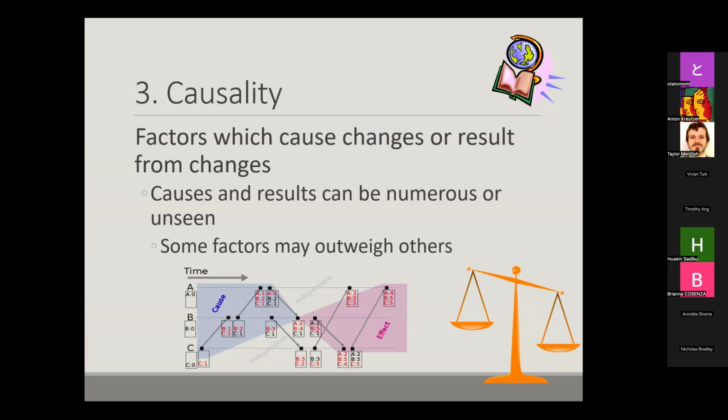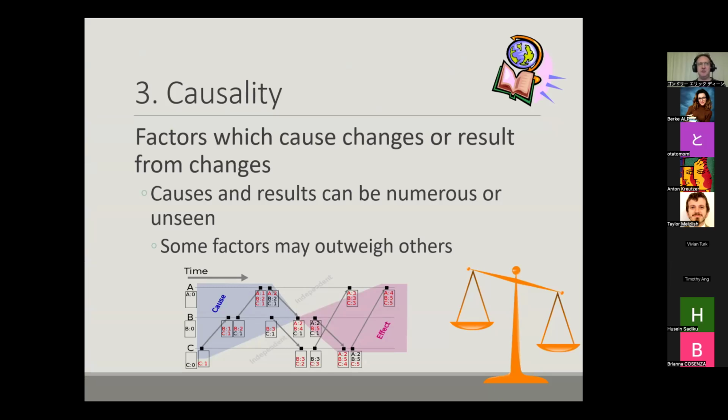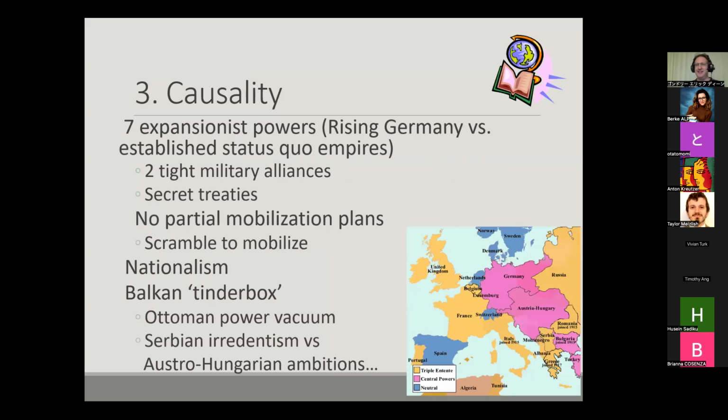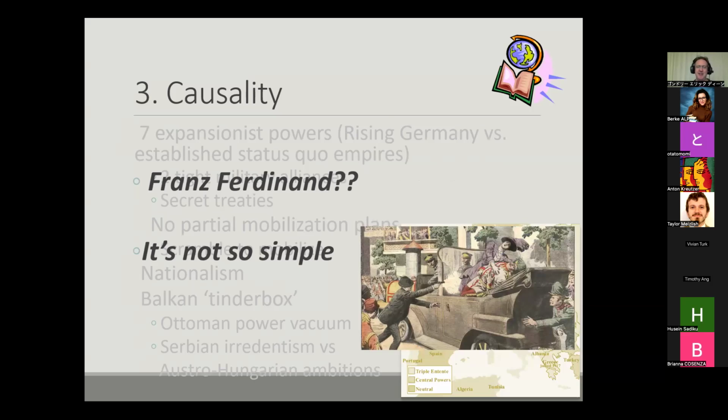Next one is causality, factors which cause changes or result from changes. One cause can have multiple effects. One effect can have multiple causes, right? And some factors may outweigh others. And this is kind of challenging. So, for example, if you ask people what was the cause of World War I, most people will answer the assassination of Archduke Franz Ferdinand. But if you look at the bigger context, a lot more is going on than just him, right? And so when you look at the bigger context, you start to wonder, was Franz Ferdinand really so important, right? So you can have students argue about causality, what was really important.